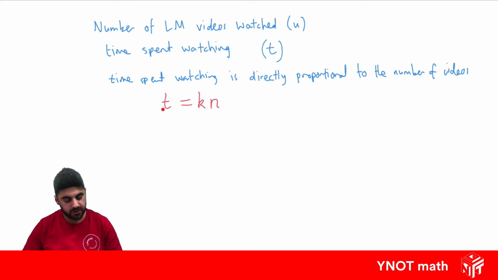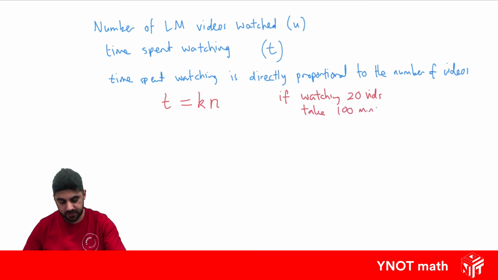So here it's showing time spent is directly proportional, which means we need to multiply by a factor of k to the number of videos watched. So if watching 20 videos takes 100 minutes, find k.